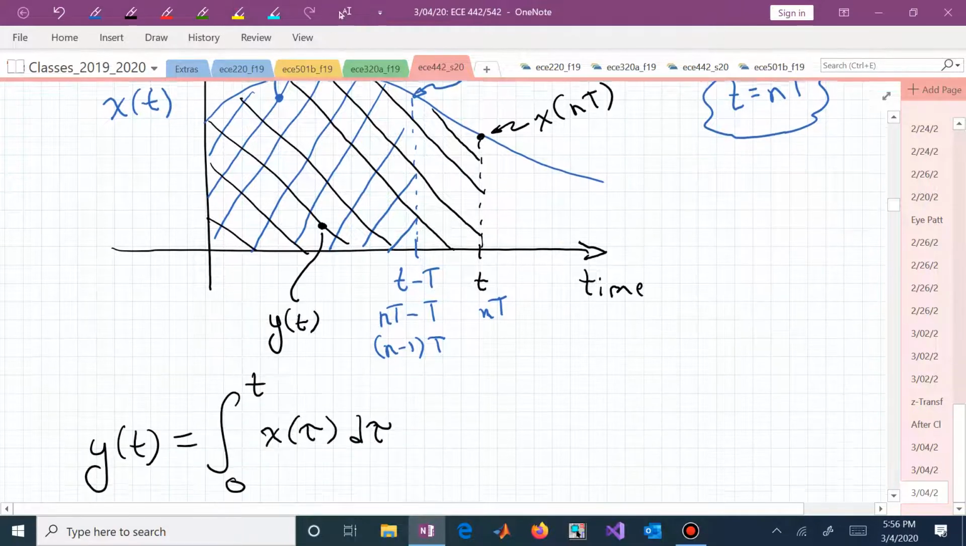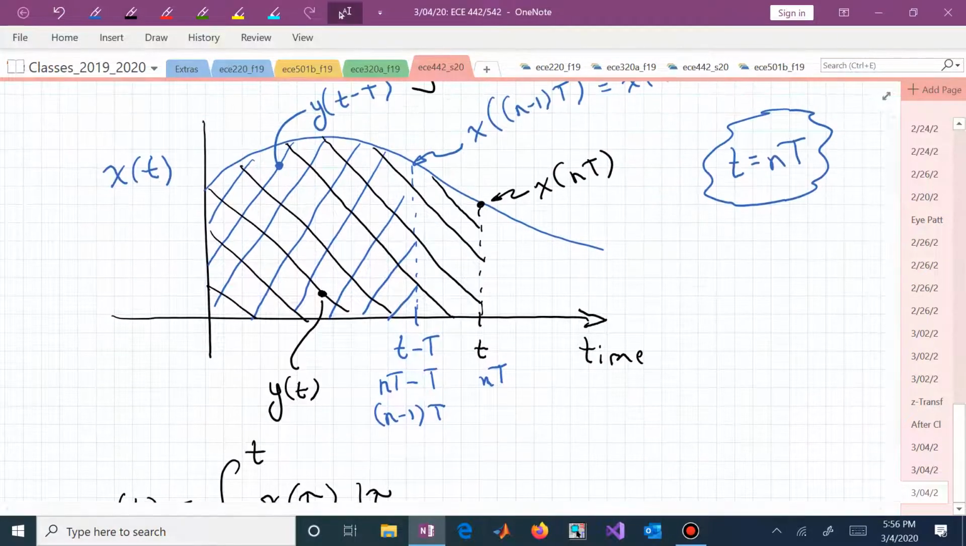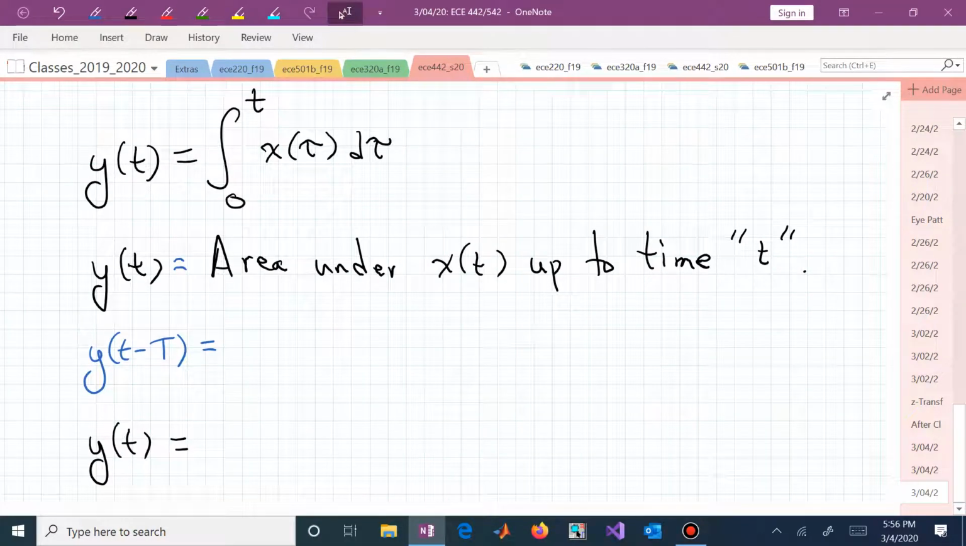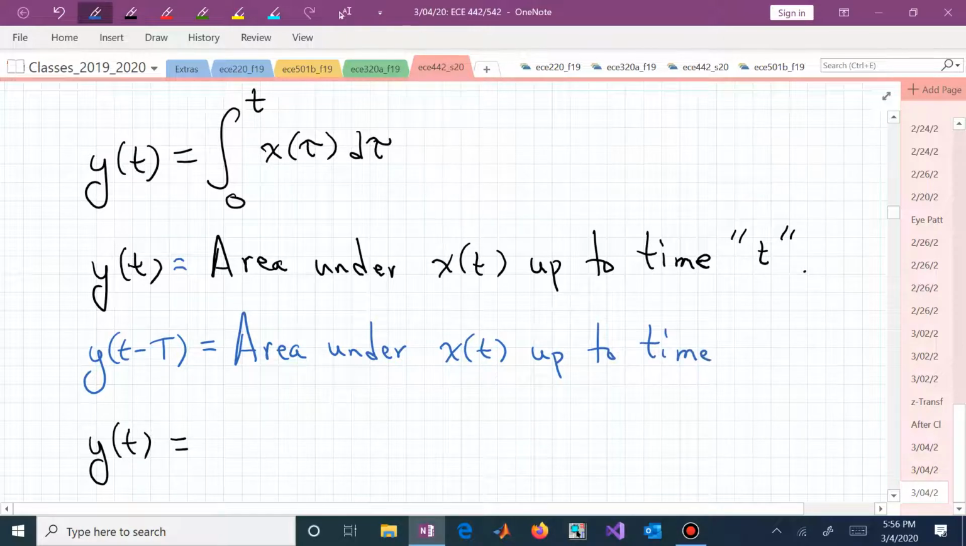What's y of little t minus capital T then? That's the area under the curve x of t up to when? Little t minus capital T. So this y of t minus capital T is the area. Notice I'm now writing in blue, trying to color code this so that it's maybe more clear. The area under x of t up to time t minus capital T.